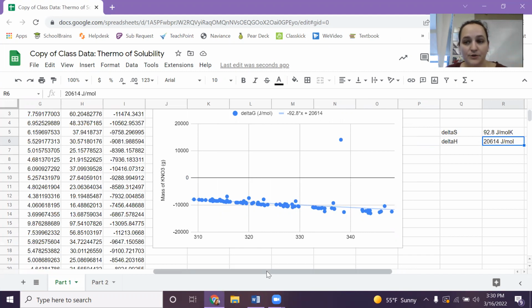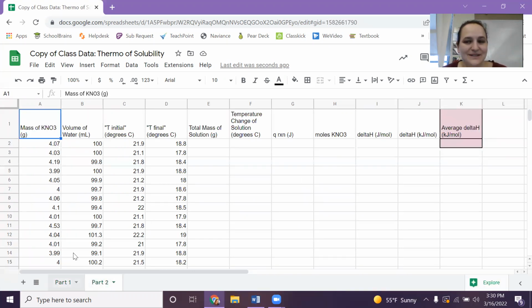The calculations for part 2 are much simpler, but you should be able to apply these same ideas of how spreadsheets work to calculating what you need there. So the only thing that's a little bit different in part 2, note parts 1 and 2 are in the same sheet down here, is that you're gonna have to calculate an average at the end.